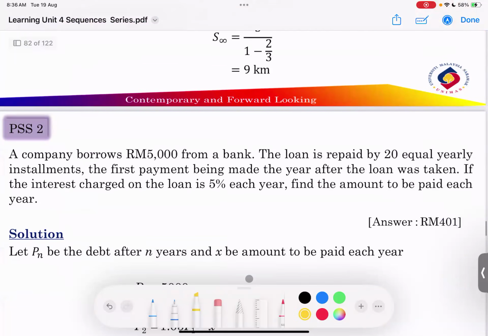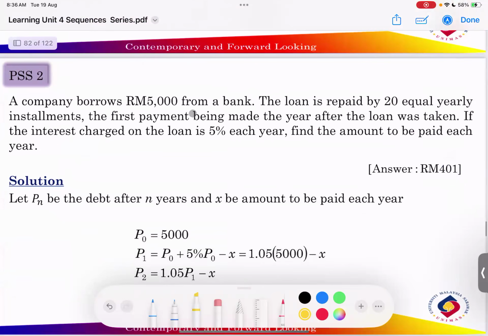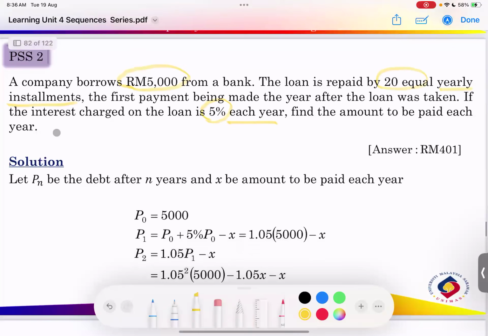Now, let's try to solve this question. Okay, PSS2 question. All right, so a company borrows 5,000 from a bank. The loan is repaid by 20 equal yearly installments. So look into this data, 5,000 from a bank, 20 equal yearly installments. The first payment is made a year after the loan was taken, and the interest charged on the loan is 5% each year. Find the amount to be paid each year. Okay, so let's see this one.